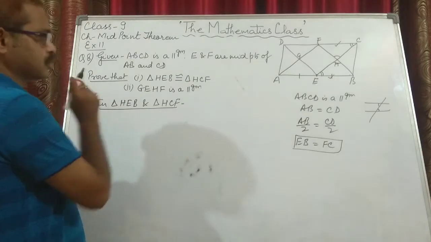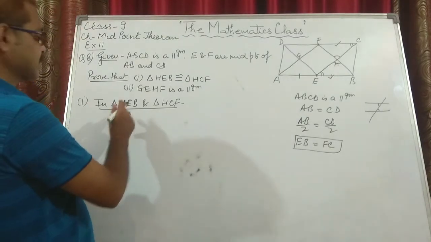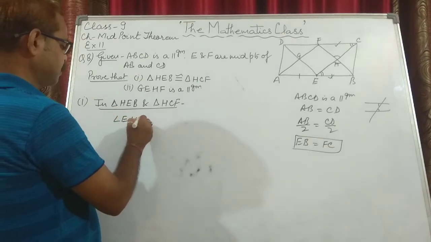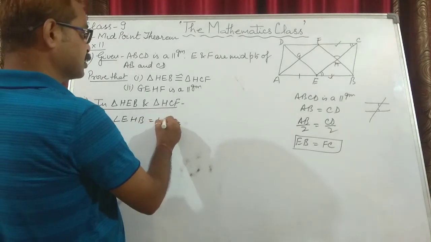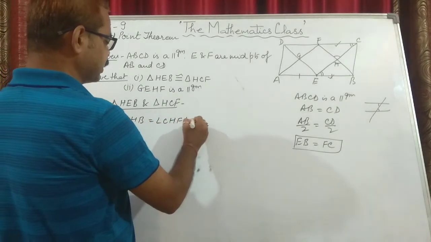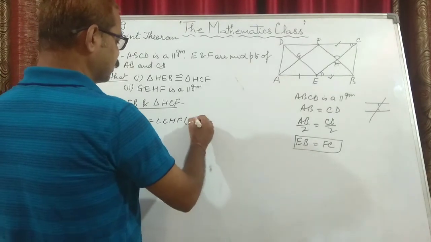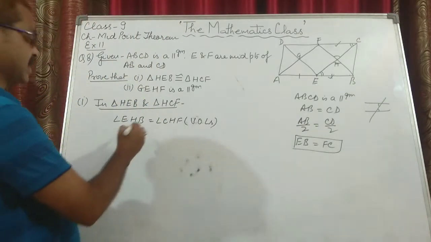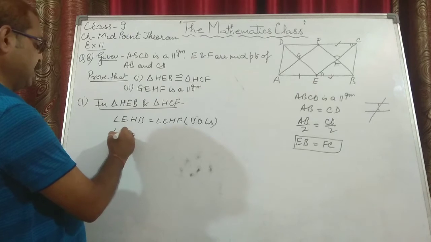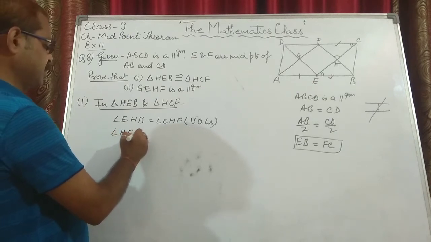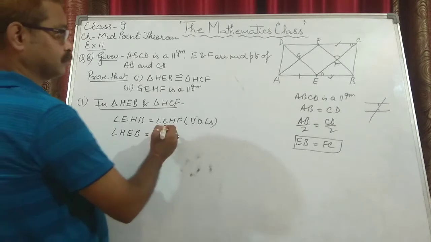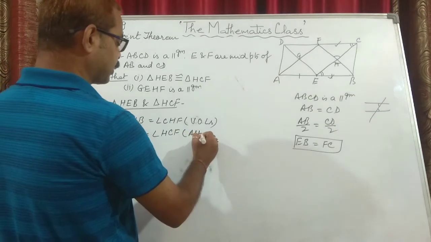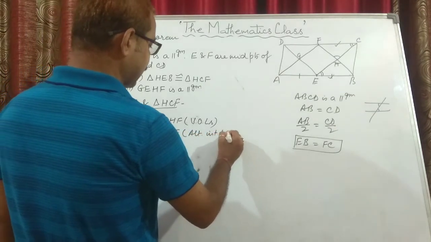So, first point, we started with HEB. We can say angle EHB is equal to angle CHF, and the reason is vertically opposite angles. Second point, angle HEB is equal to angle HCF. Why? Because they are alternate interior angles.